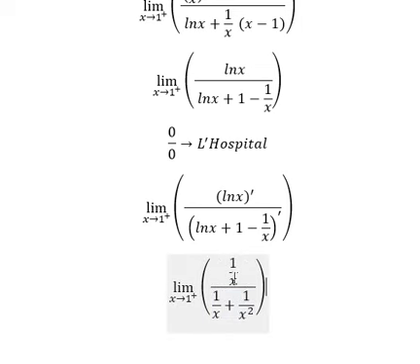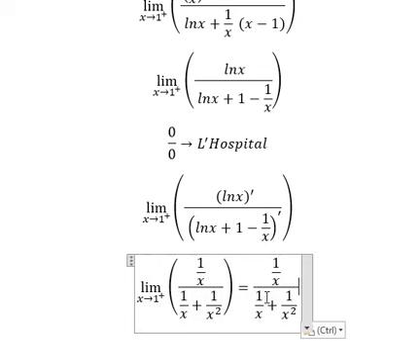Now we put 1 in here, 1 in here and here. So we have the final answer, that is 1 over 2.